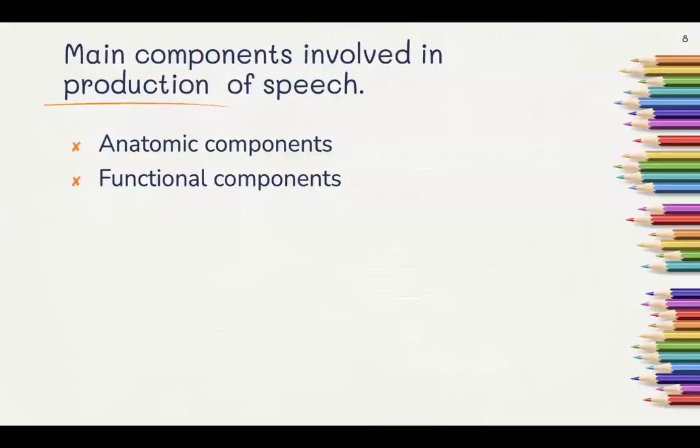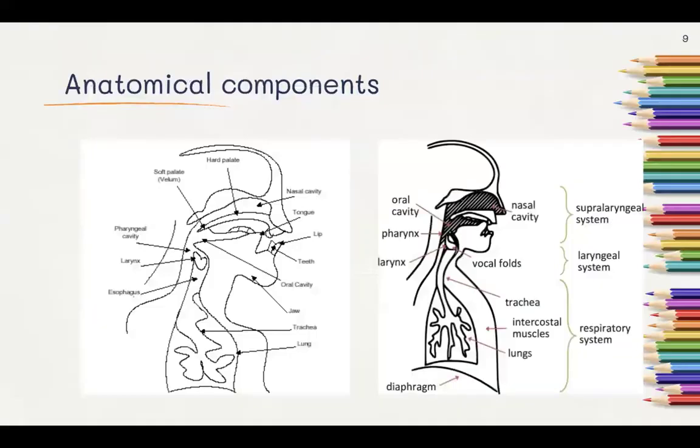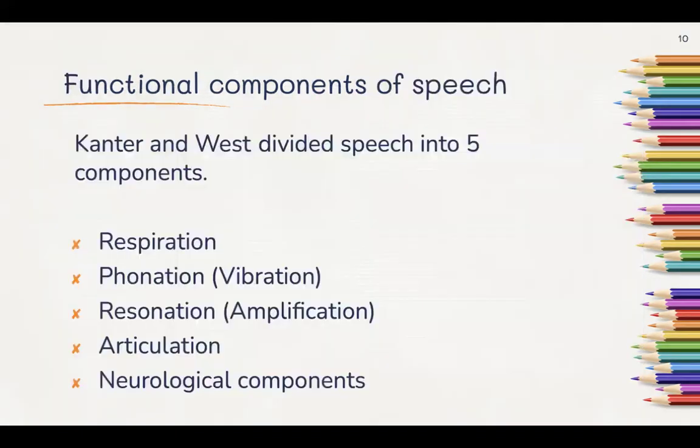And it has got anatomic and functional components. Being this a prosthodontic presentation, I will not be delving deep into the anatomy or the physiology of speech, but I'll be just breezing through these slides for your information. As you can see, the speech anatomical components are composed of the nasal cavity, the oral cavity, pharynx, the larynx, the vocal cords, the trachea, the intercostal muscles, and the lungs. All these play a major role in producing the sounds you hear.